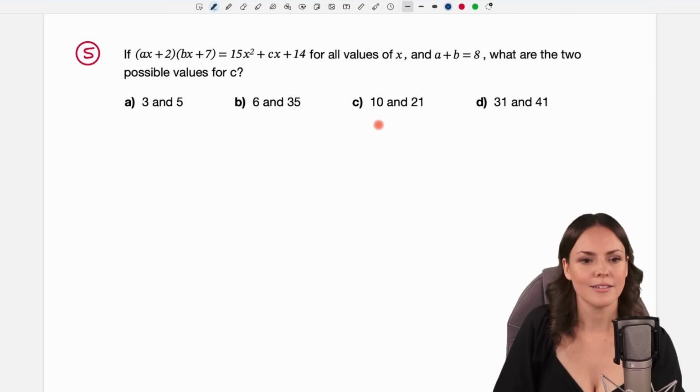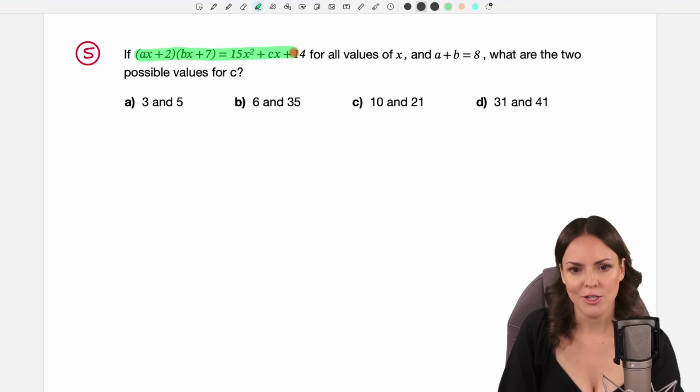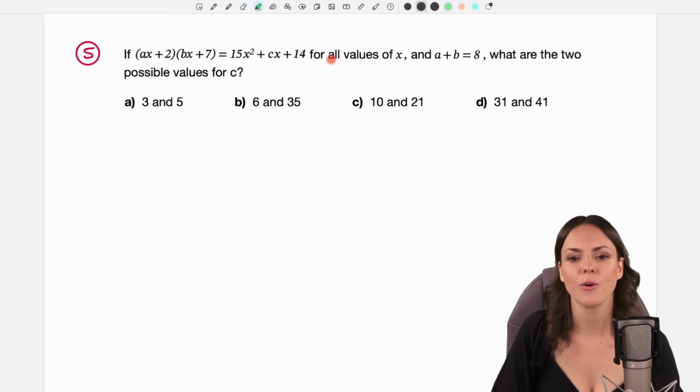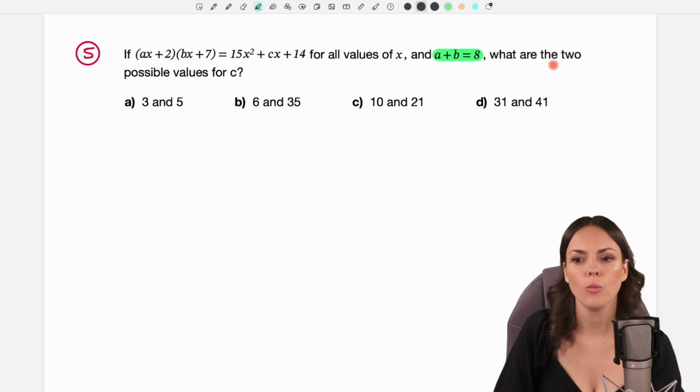So let's take a look at the last problem. If this equation holds for all values of x, and a plus b equals 8, what are the 2 possible values for c?